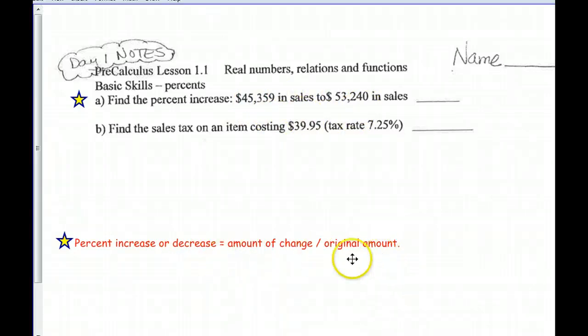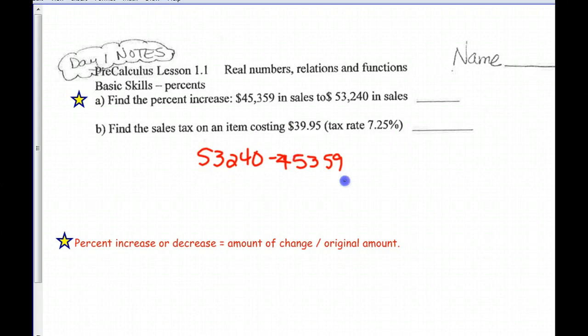Look right down here. It says the amount of change over the original. So how do we find that? Take 53,000 minus 45,000. And then that's going to give us the amount of change, and when we're all done, we're going to divide by which one? 45. The one it started with, yeah, because it's a percent of increase.